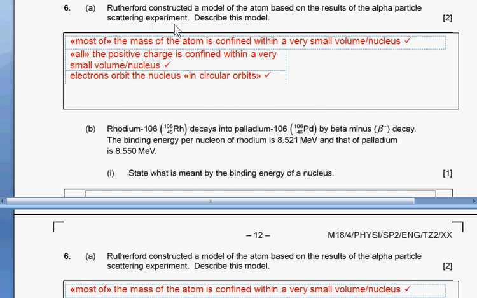Question 6. Rutherford constructed a model of the atom based on the result of the alpha particle scattering experiment. Describe this model. This is a standard question, and I use answers from the mark scheme. Most of the mass of the atom is confined within a very small volume called the nucleus. All positive charge is confined within, here you see most, but here you see all. All positive charge is confined within a very small volume called the nucleus, and electrons orbit in a circular orbit around the nucleus.